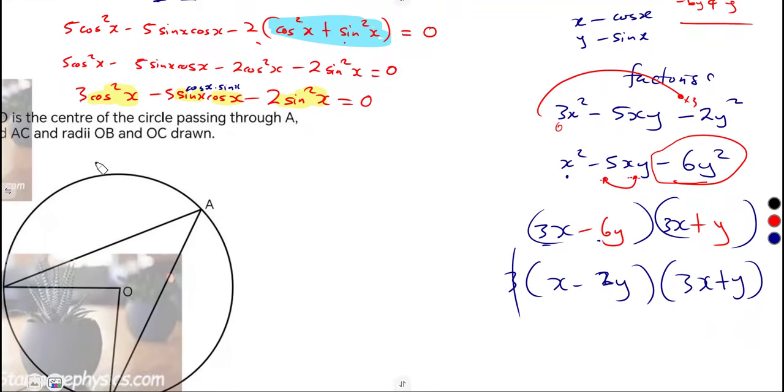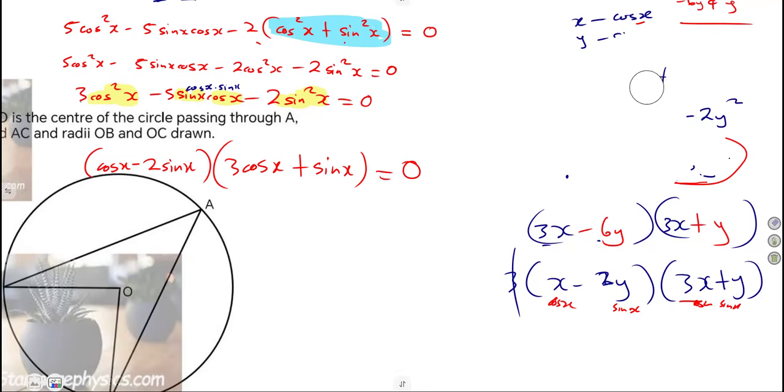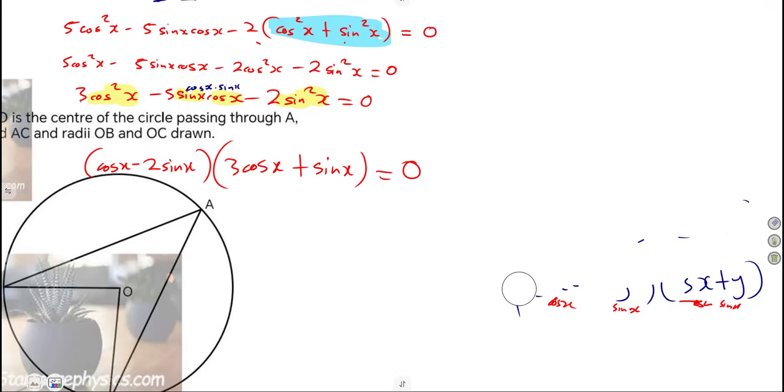So therefore, from this, x, remember, it represents cos. So this is cos x. This is sine of x. So it's going to be cos of x minus 2 sine x into 3 cos x plus sine x equal to 0. That's it. If you can factorize this, you're done. As long as you can factorize that, you're done. Then you consider your brackets, this and that, from what you are forming.